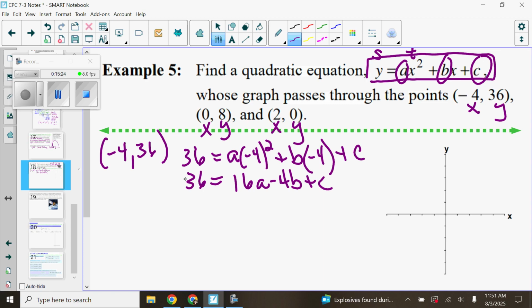That's an equation in 3 unknowns. Awesome, that's one equation, but I need 2 more. Well, where am I going to get 2 more equations to write this? Well, how about using the 0, 8, and then I can use the 2, 0.